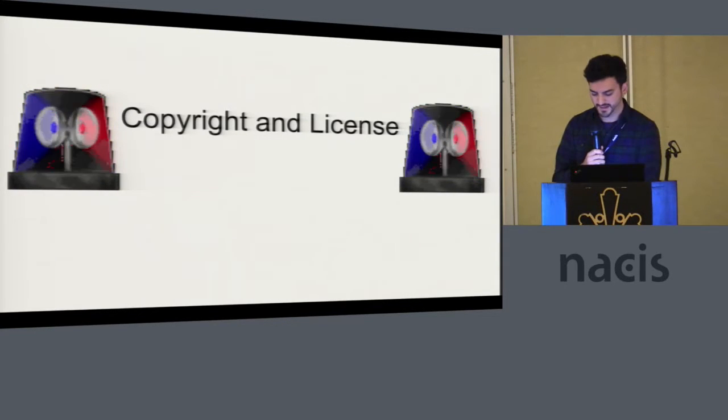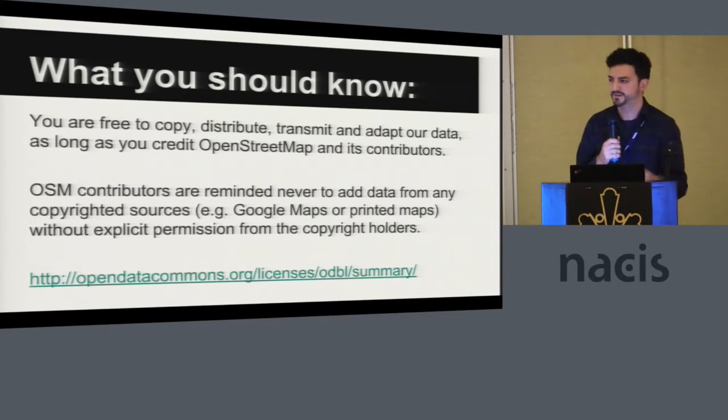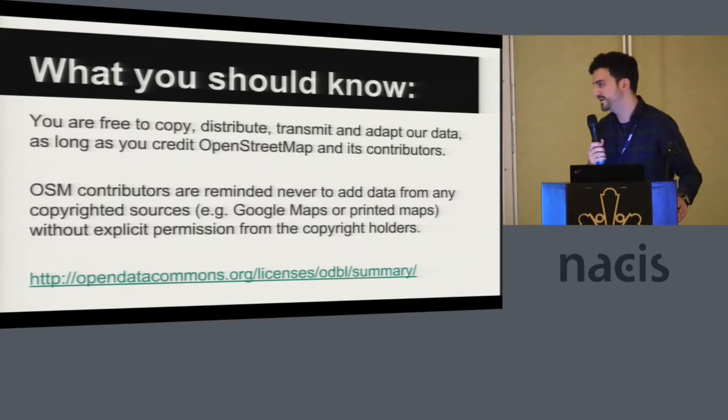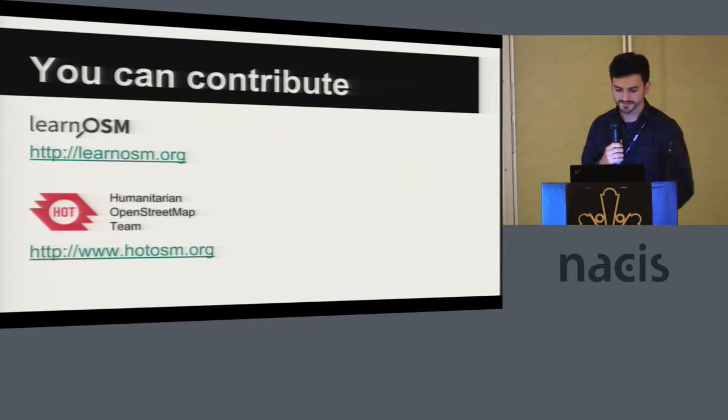I can't not talk about, obviously, although OpenStreetMap is open source, there is a license involved. Basically, the gist of it is that you're free to copy, distribute, transmit, and adapt the data, but you do have to credit OpenStreetMap and its contributors, and you can't add data from proprietary sources and put it into your map without permission. That's a really, really quick summary, but if you want to know more about that, there's a link here, and you should read that.